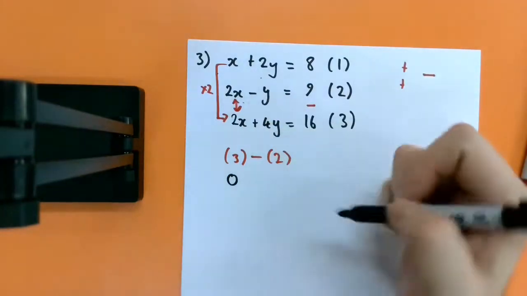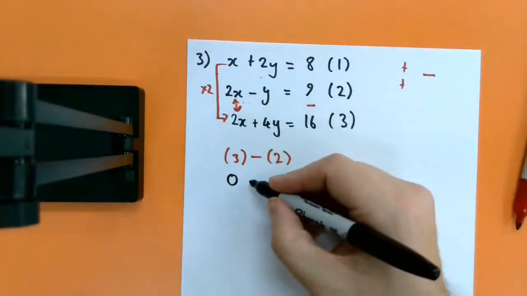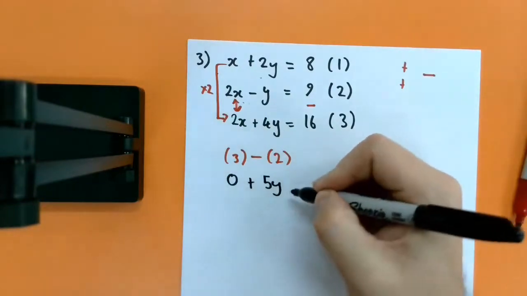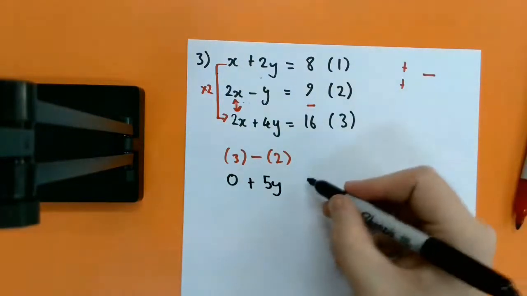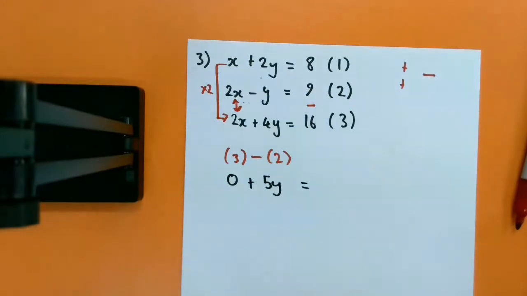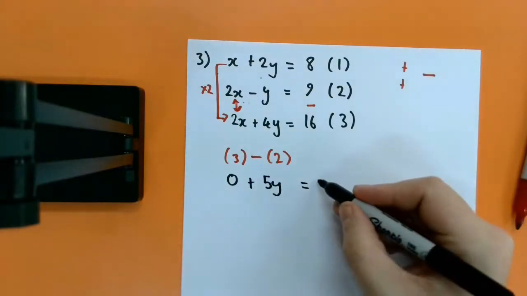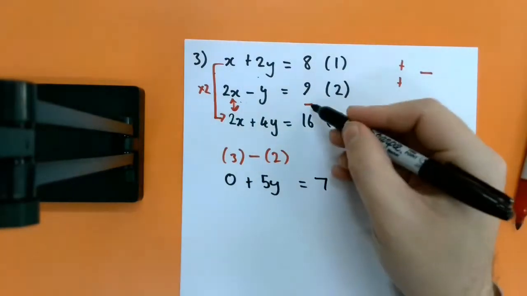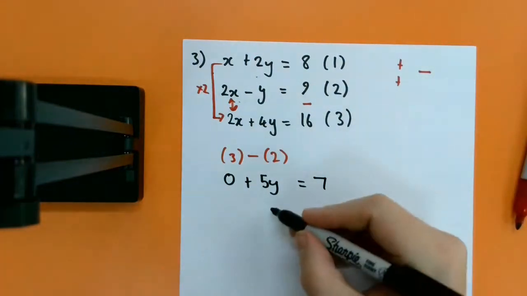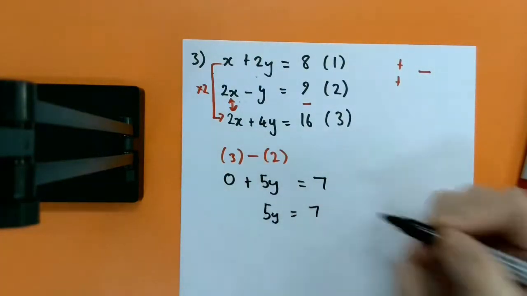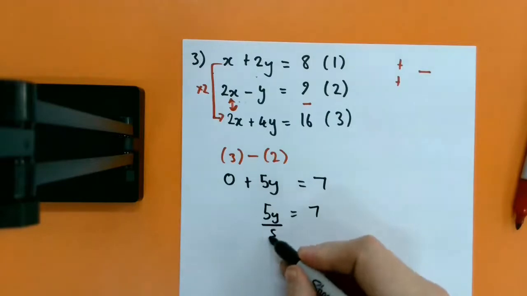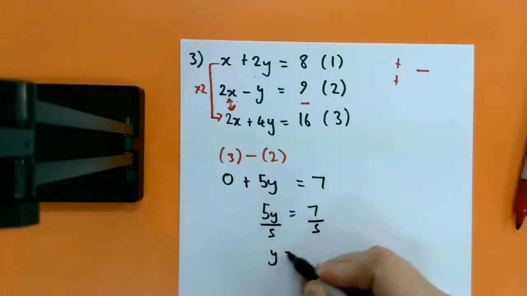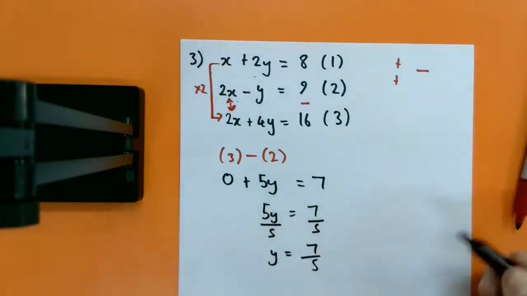4y minus minus y becomes plus y, so that becomes plus 5y, okay? And now we have 16 minus 9, which is equal to 7. So we have 5y is equal to 7, okay? Dividing both sides by 5, we end up with y is equal to 7 over 5.